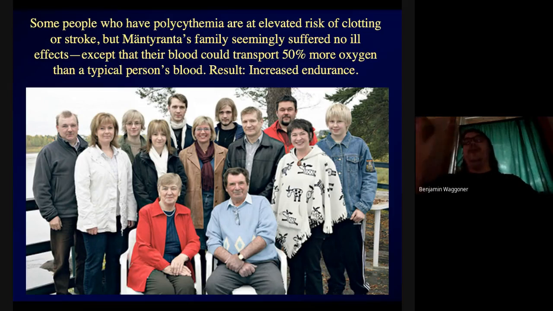And Mäntyranta got his amazing endurance because he was carrying this mutant allele that gave him an extra helping of red blood cells in his blood, which meant that he could transport that much more oxygen to his muscles. So most mutants do not end up like Nightcrawler or Cyclops or the rest of the X-Men. But every so often you do get a human mutation that gives you maybe not unbelievable superpowers, but certainly superpowers compared to the rest of us.